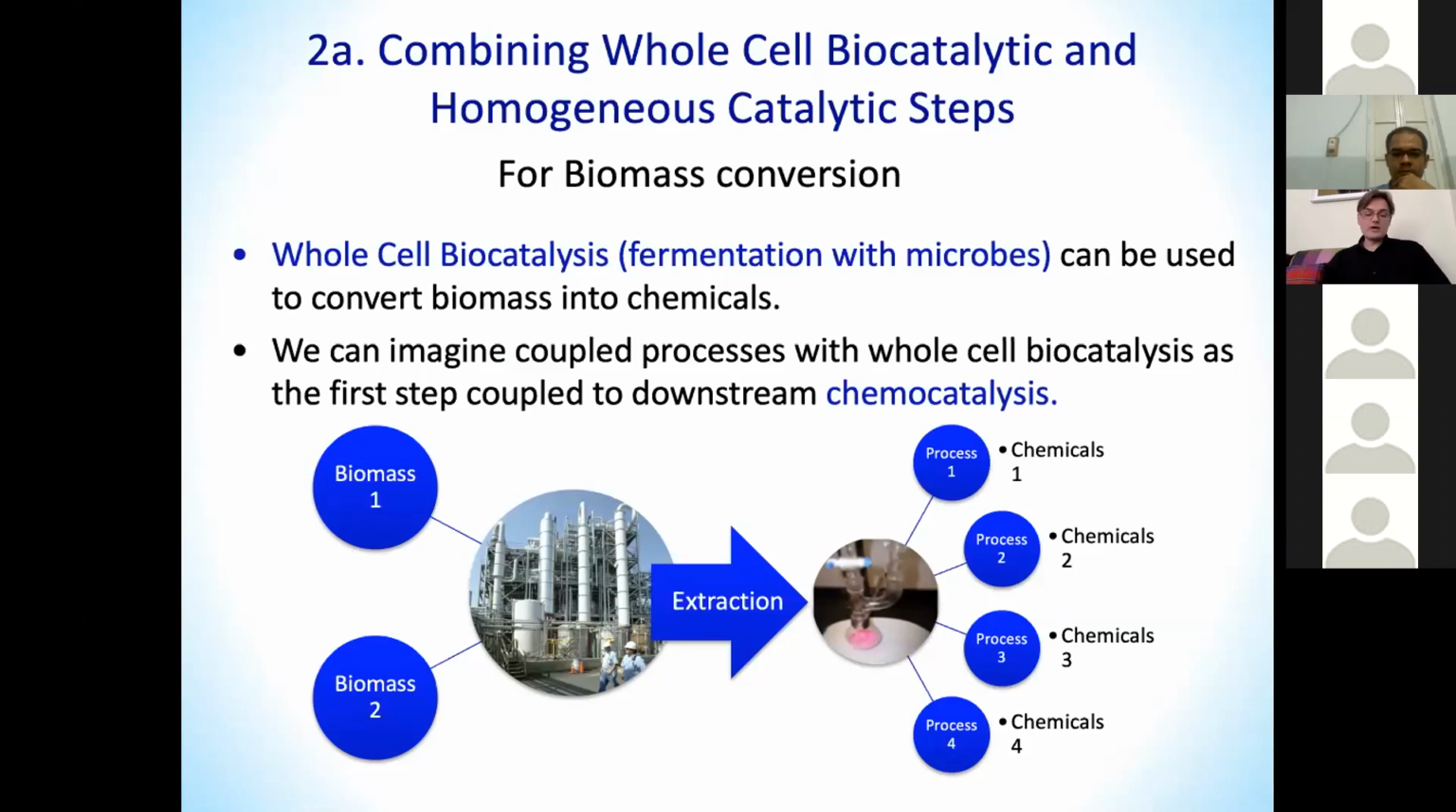And we know that can be economical because of the 1,3-propanediol process. What we wanted to do was to extract that product rather than completely isolating it and then put it into different chemocatalytic processes. So you could take some of the fermentation broth and use it to make chemical 1, or you could use it to make chemical 2, chemical 3, chemical 4. So these are two separate steps, one of which is wholesale biocatalysis and one of which is chemocatalysis.